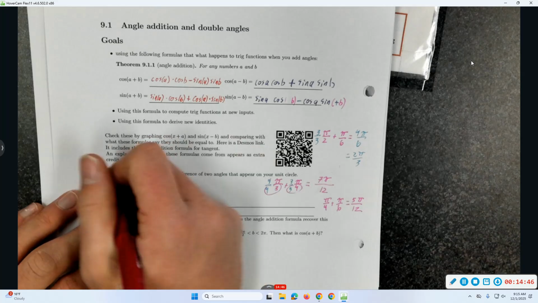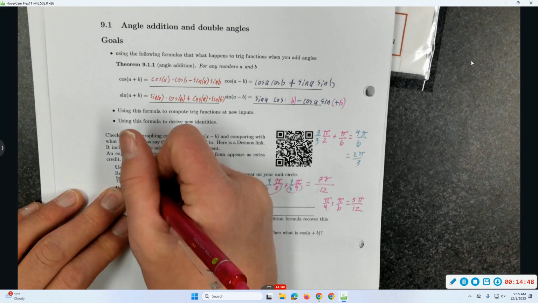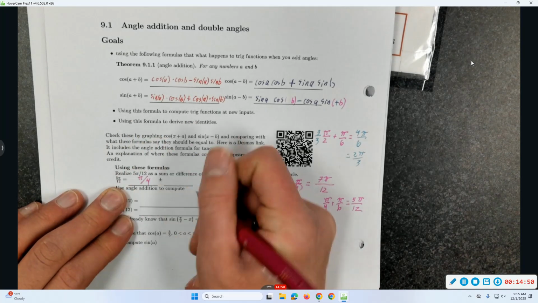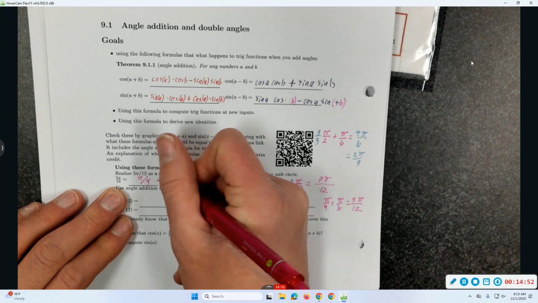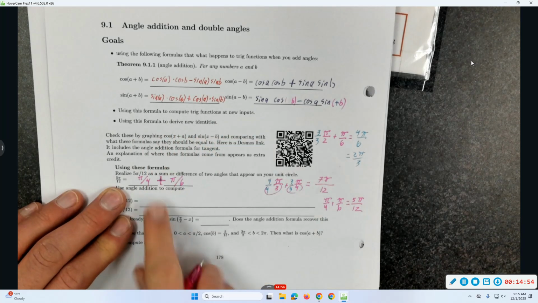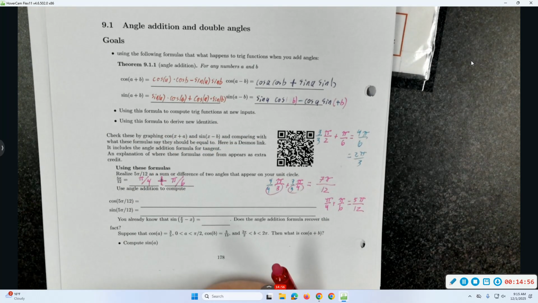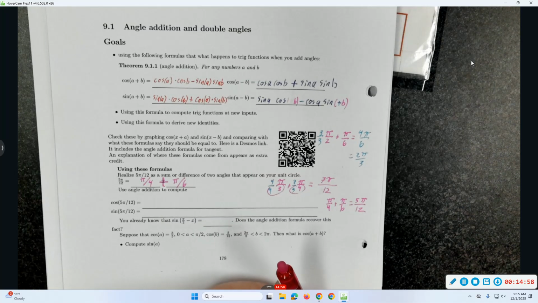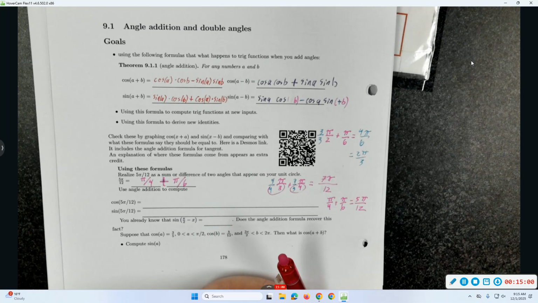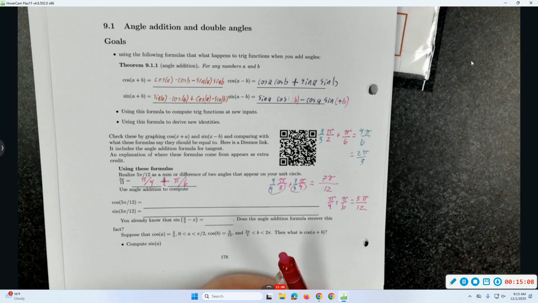All right, let's do it. So let's see. 5 pi over 12 is apparently pi over 4 plus pi over 6. Those are both angles whose trig functions you know. Let's use the angle addition formulas to compute some trig functions. I think the way that I want to do it is let's do the one for cosine altogether, and then I'll be quiet for a bit. You'll tell me what happens with sine.